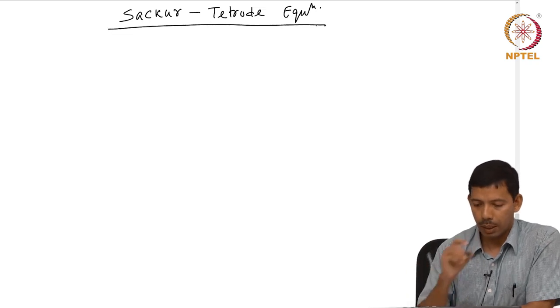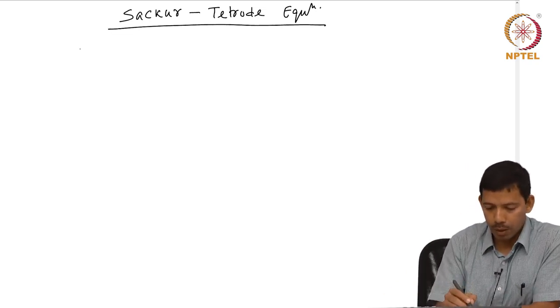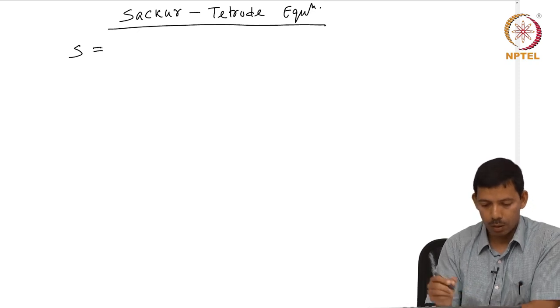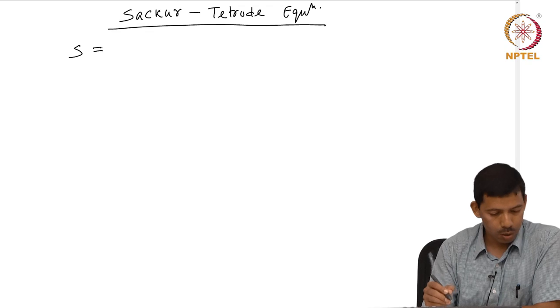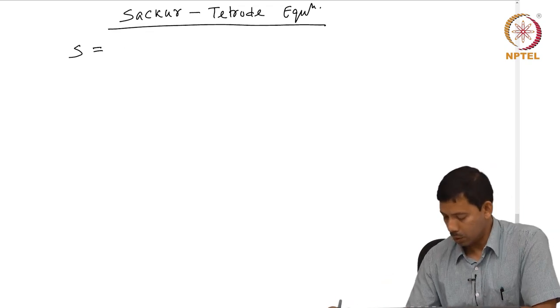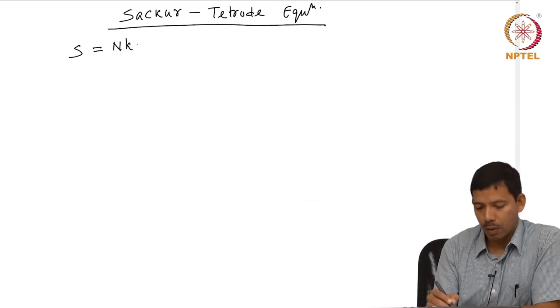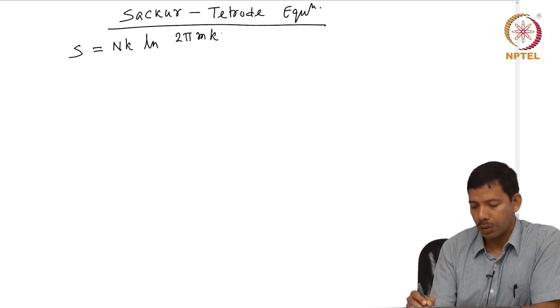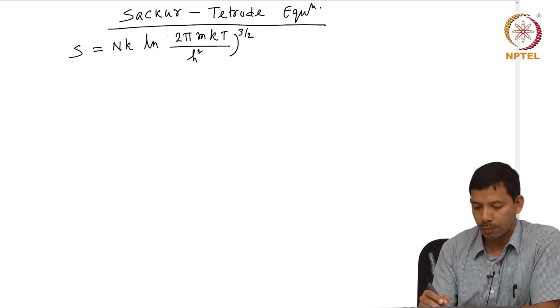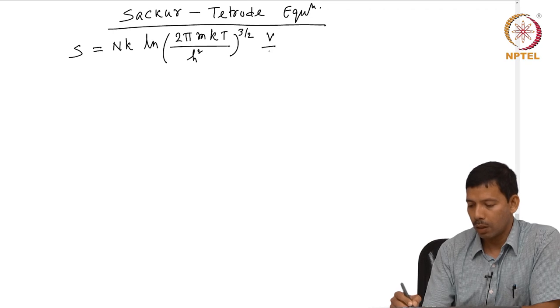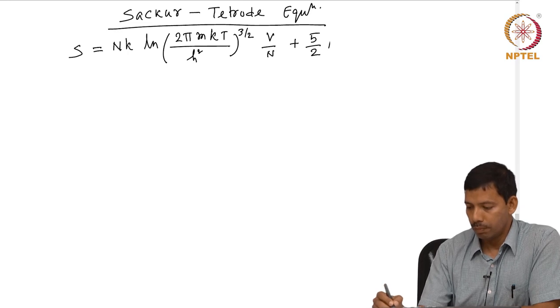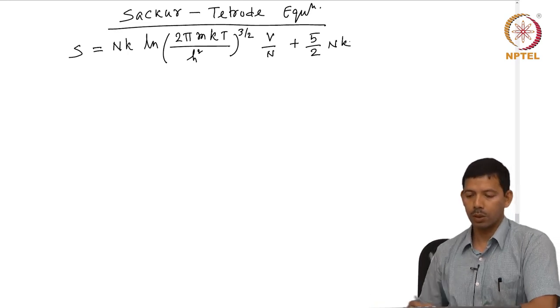I am rewriting it again because we'll be needing it again in the remaining discussion. So the Sackur-Tetrode expression for entropy was S is equal to n k ln (2 pi m k T divided by h square) to the power 3 by 2 V by n plus 5 by 2 n k. So this is the Sackur-Tetrode equation.